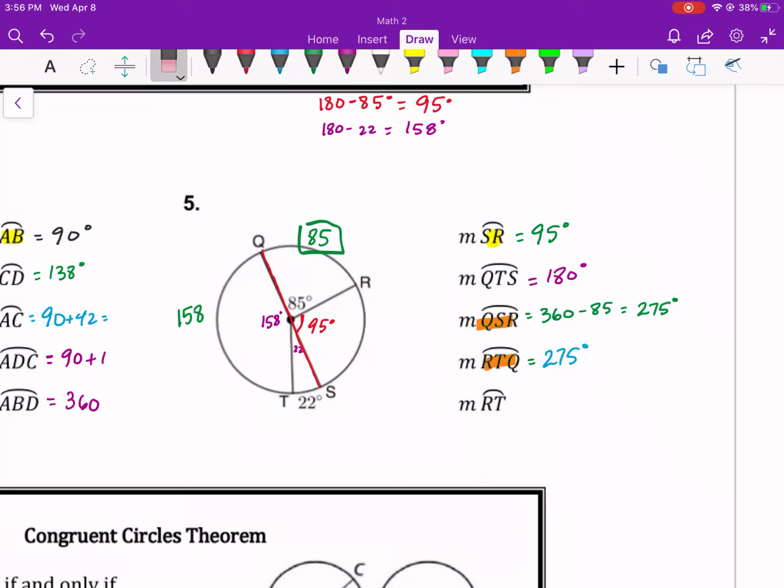And then last but not least, let's go ahead and do minor arc RT. So that's this one right here. So R all the way to T. Now it's minor, so I can't make it really big. It can't be bigger. And that one, you just do 95 plus 22, which gives you 117 degrees. And there you have it.